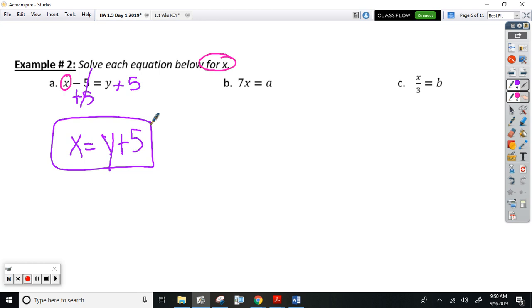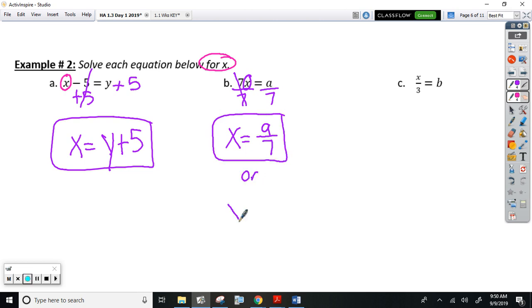Example B, also solving for x. Max? Divide 7 out of 7x. Perfect. We see multiplication. The inverse is division. So x equals a divided by 7, or you could also write x equals 1/7 a. Those are equivalent. I don't care which one you do.